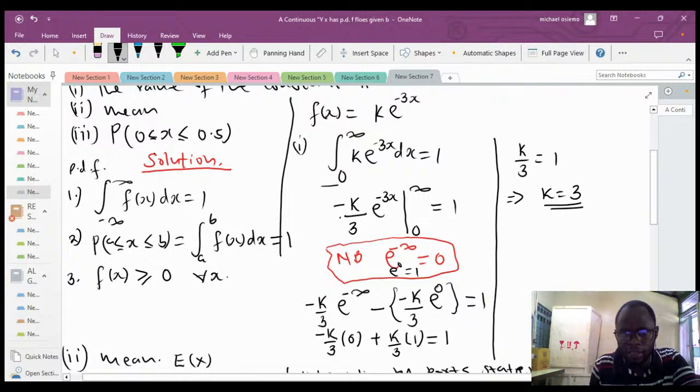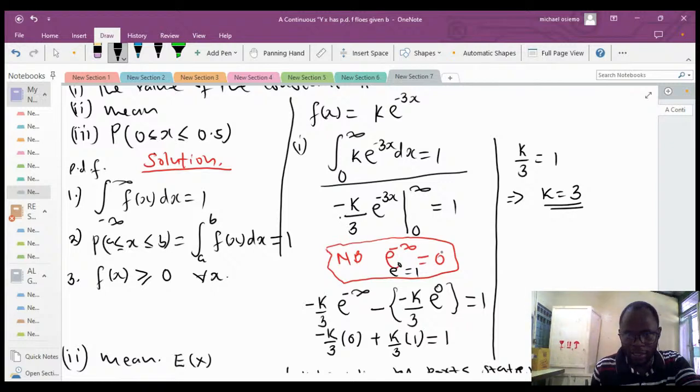And here, that's how you solved for the value of k using that condition. We have been told that x is greater or equal to 0, so x runs from 0 to positive infinity. When we integrate, we get negative k over 3 exponential raised to negative 3x for x from 0 to infinity, and that should be equal to 1. You need to note that exponential raised to negative infinity is equal to 0.